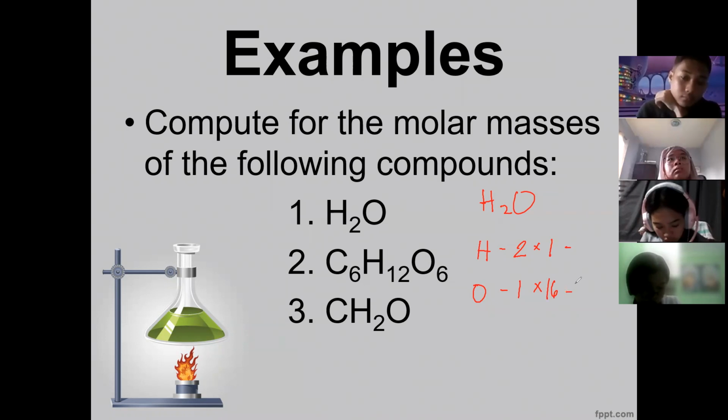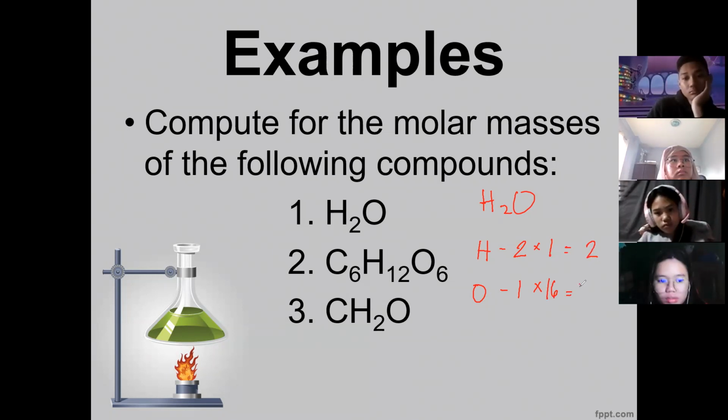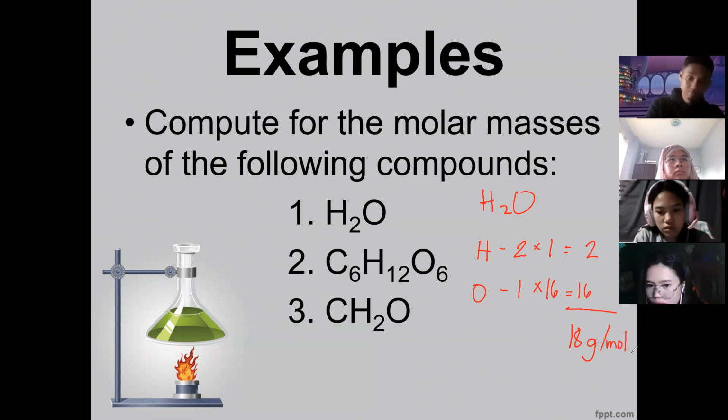Again, let us round the atomic mass to the nearest whole number. So, i-multiply lang natin. So, this is 2 times 1 is equal to 2, and then 1 times 16 is syempre 16, and then we will just add. Okay? I-add lang natin. So, this is 18. Take note of the unit. It should be 18 grams per mole. So, this is the molar mass of water. Again, sa isang mole ng water, we have 18 grams.